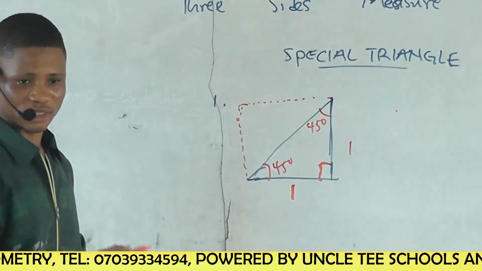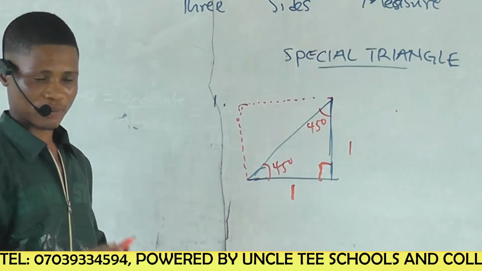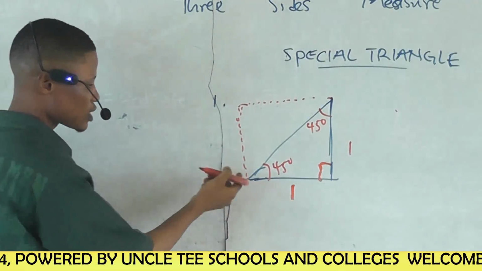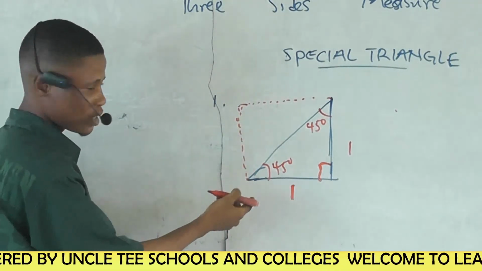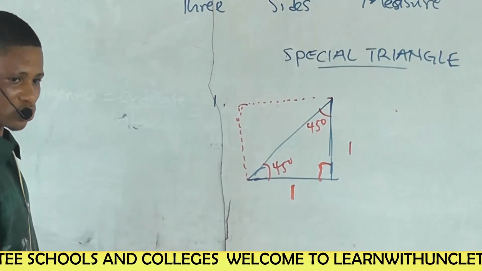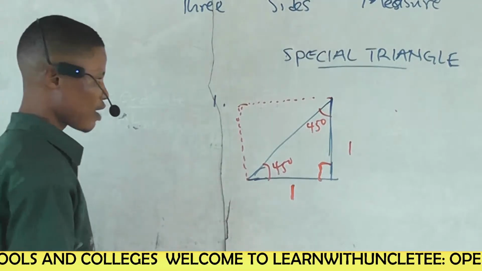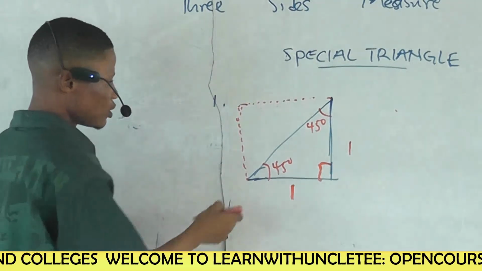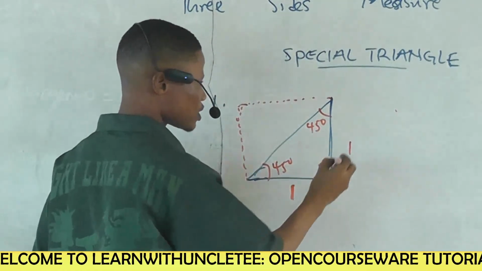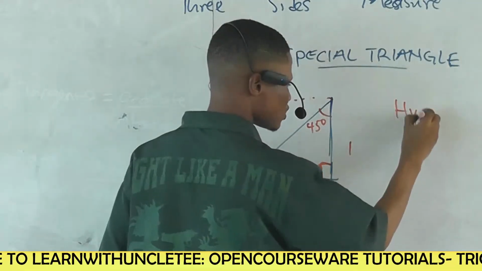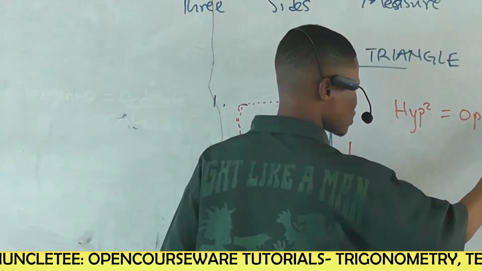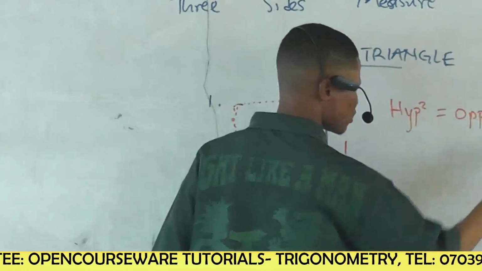Using Pythagorean identity, hypotenuse square equals opposite square plus adjacent square. But if you are to consider it using a square, that means you are going to find the length of diagonal. I'm going to show you the two. We are still going to arrive at the same answer. Now, if you are to consider this triangle alone, to find the hypotenuse, you make use of hypotenuse squared equals opposite square plus adjacent square, right?